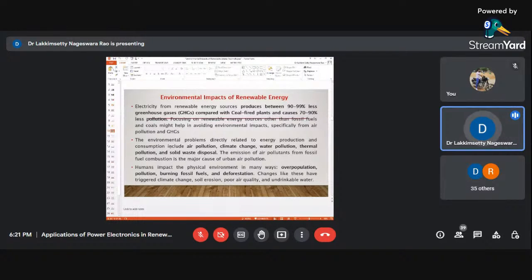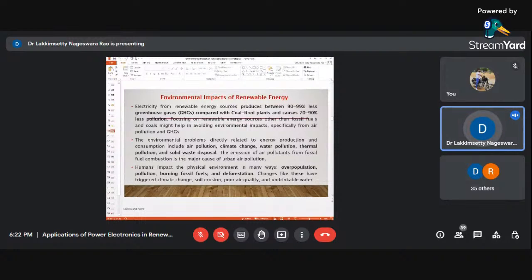Having said that, these environmental problems are directly related to energy production, and not only production but also consumption: air pollution, climatic changes, water pollution, thermal pollution, and solid waste disposal. These are all the common core areas related to the environmental sectors. Therefore, the government or ministries have to frame certain rules and regulations on how to overcome the air pollutants discharged from industrialization. That has to be concentrated.